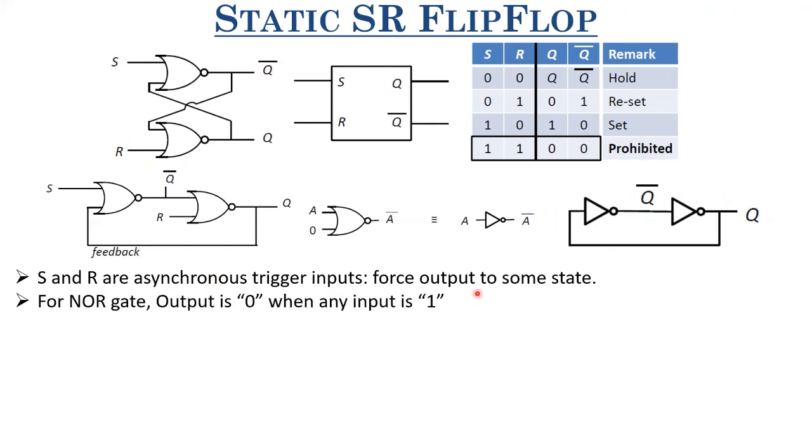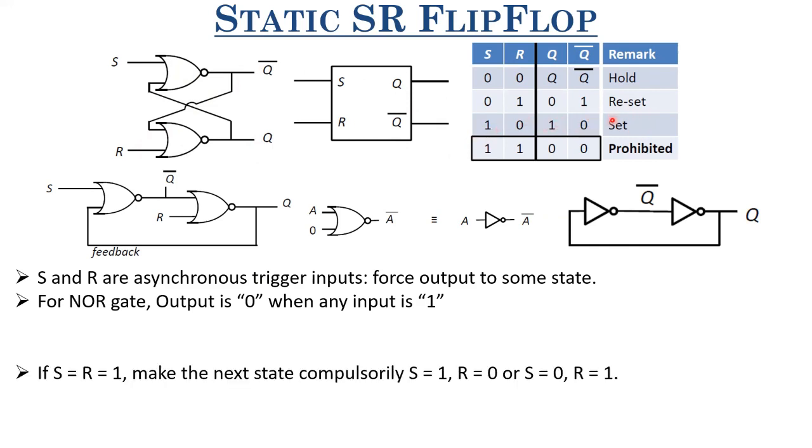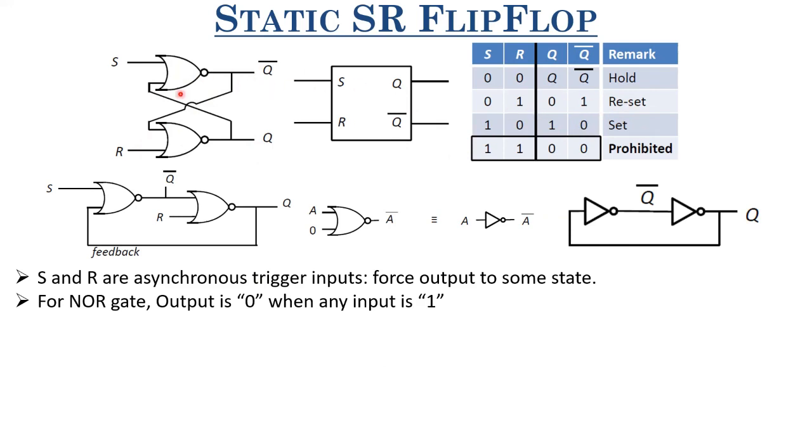So for a NOR gate, the output is 0 whenever any input is 1. We actually discussed this fact even while discussing the non-overlapping clock. So what happens when S equals 1? Whenever an input is 1, the output goes to 0. So with S equal to 1, Q bar definitely goes to 0. And when Q bar goes to 0, this is 0, this is 0, so this will become 1. So you have Q equals 1, Q bar equals 0, and we say that it's set. Similarly, if R equals 1, then Q definitely becomes 0. And this is 0, this is 0, then this becomes 1. So that is called reset.